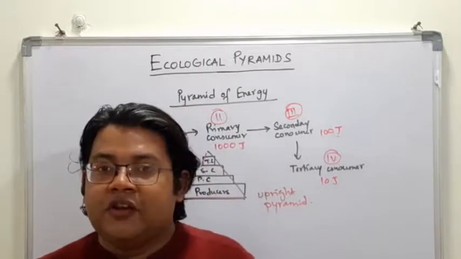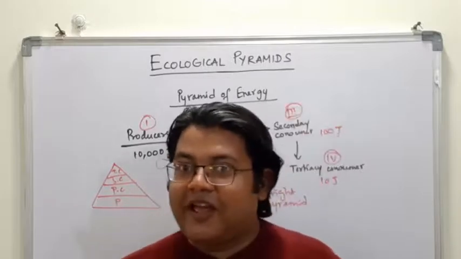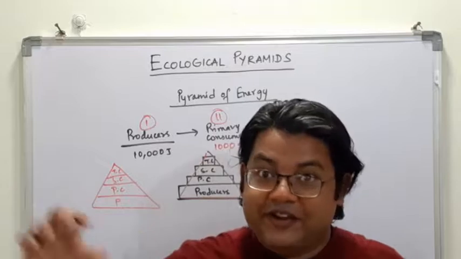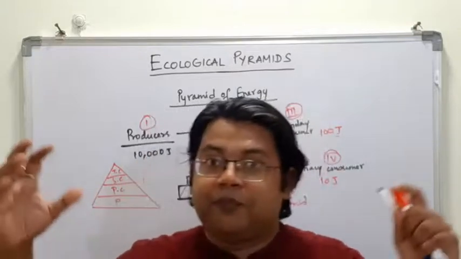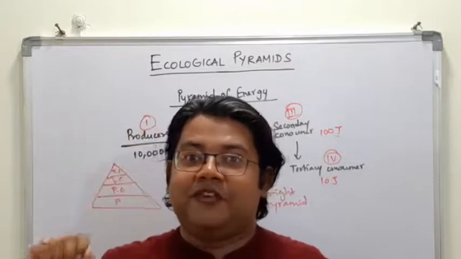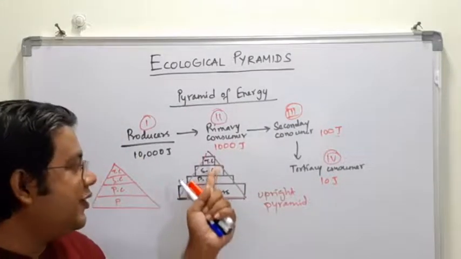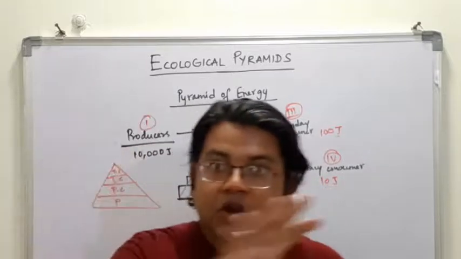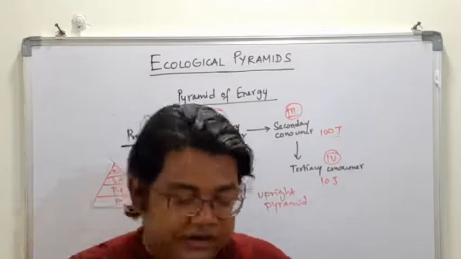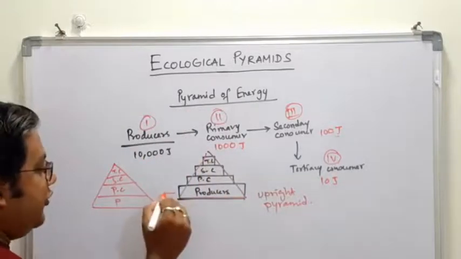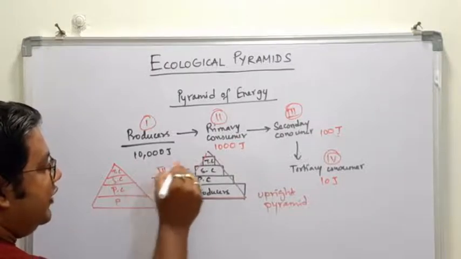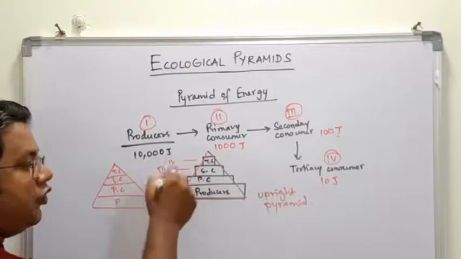No, because in ecosystems, what happens? The producers fix the maximum energy from the solar radiation. We are talking about the grazing ecosystems, where the producers take the maximum energy. Then we have the primary consumer, then the secondary consumer, then the tertiary consumer. So the maximum energy is present at these trophic levels. So we're considering the trophic levels. This is trophic level number 1, this is trophic level number 2, this is trophic level number 3, and this is trophic level number 4. So we have 4 trophic levels.